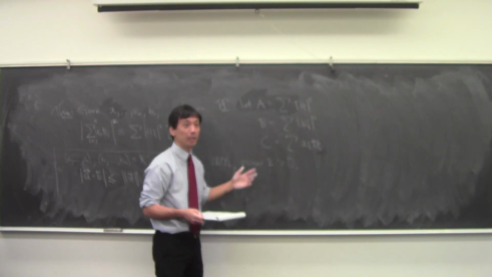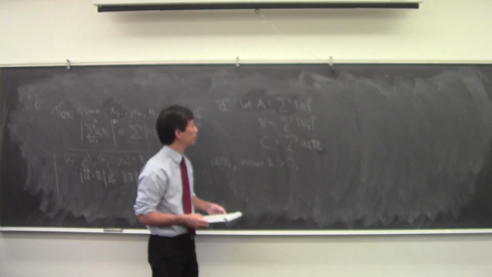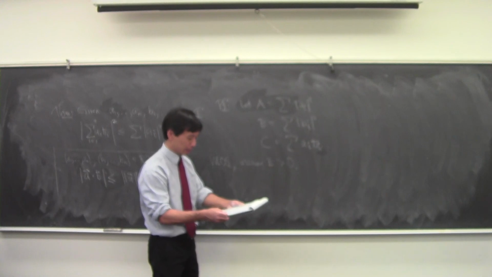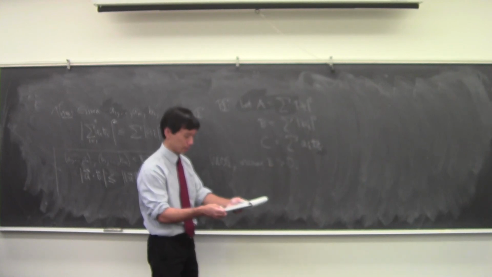Should there be a squared on C? I don't think so.